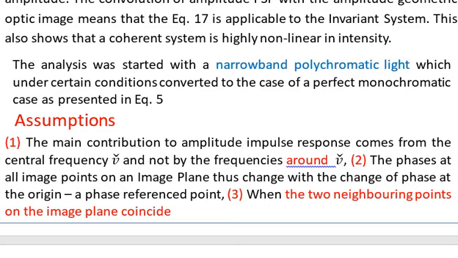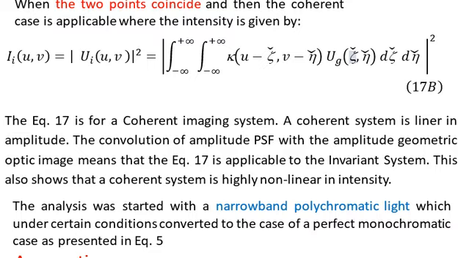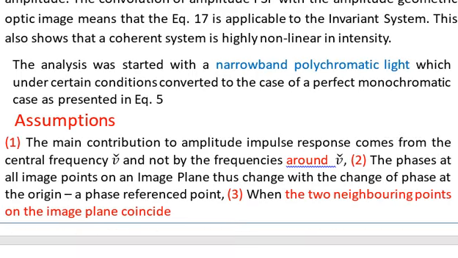Assumptions used in deriving equation 17b are: number 1, the main contribution to the amplitude impulse response comes from the central frequency nu prime, and not from the frequencies around that. If we are using a narrowband polychromatic source, there is a central frequency, which we have represented as nu inverted hat. The value at this frequency is highly dominant in comparison with the frequencies in the neighborhood of this central frequency.